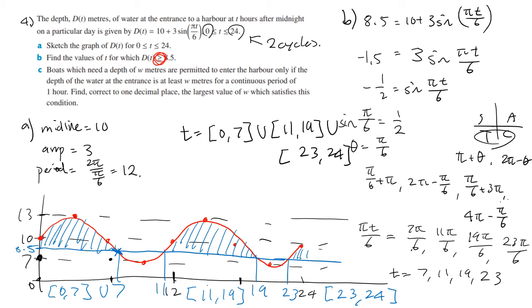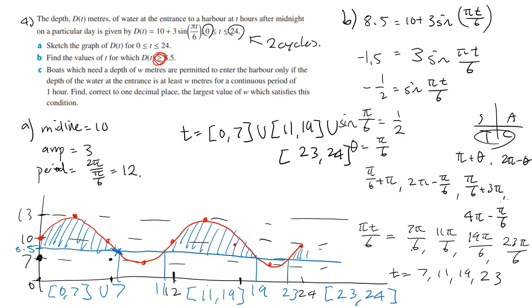Part C says boats which need a depth of W meters are permitted to enter the harbour only if the depth of the water at the entrance is at least W meters for a continuous period of 1 hour. Find, correct to one decimal place, the largest value of W which satisfies this condition. Okay, now it seems complicated, but it's really not.